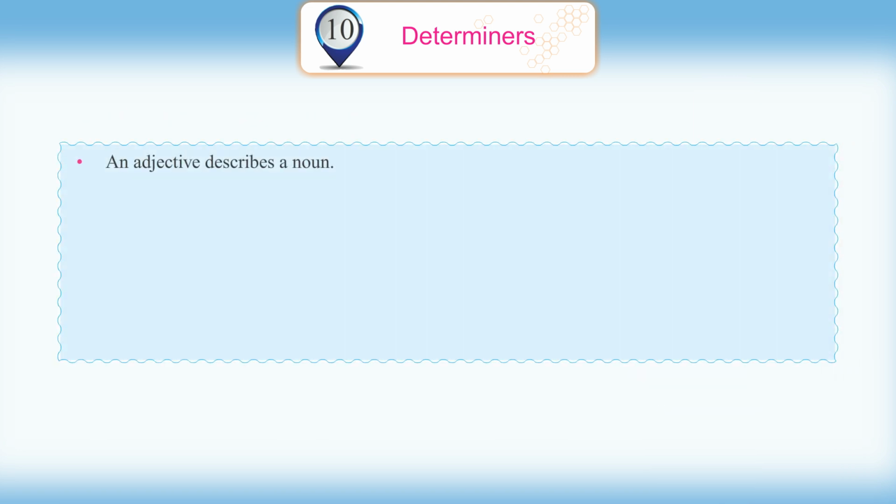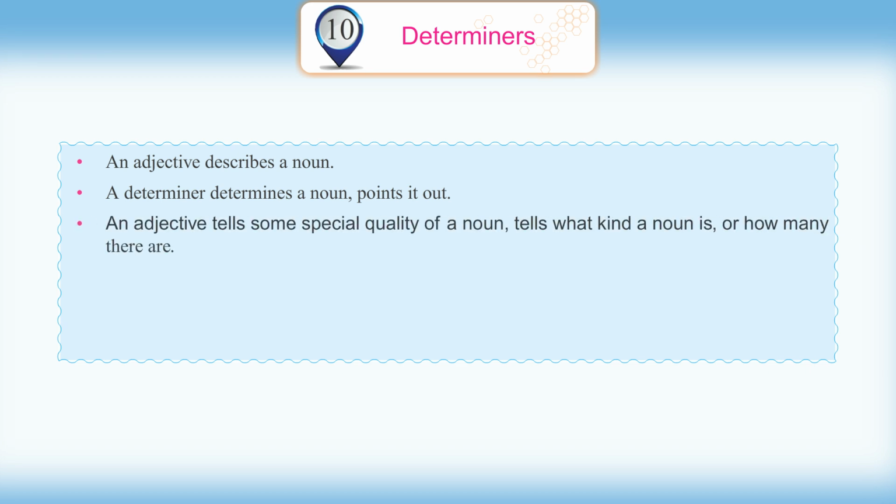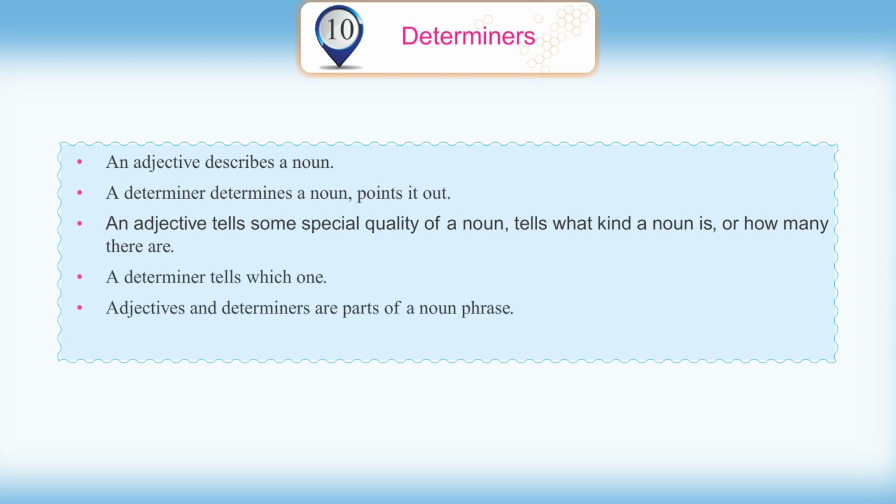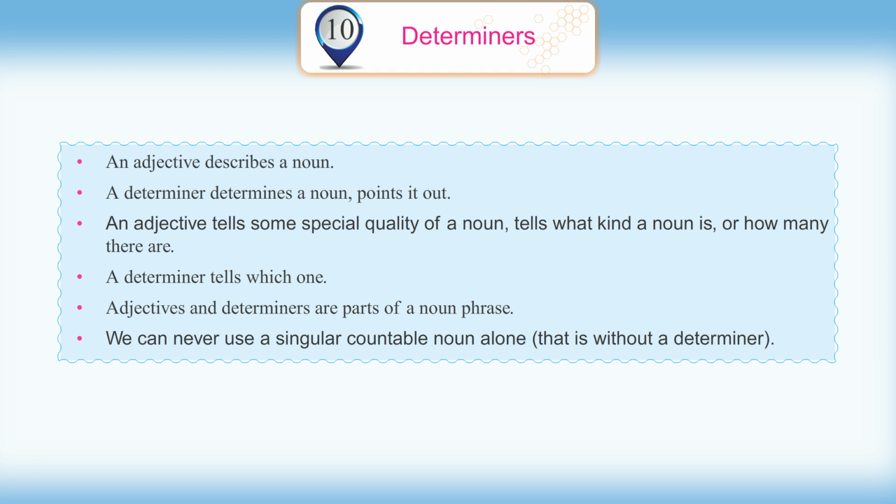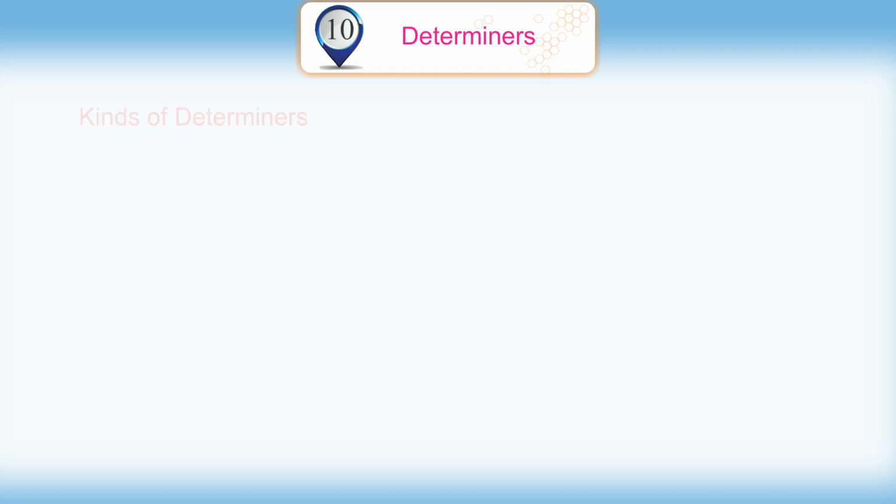An adjective describes a noun. A determiner determines a noun, points it out. An adjective tells some special quality of a noun, tells what kind a noun is or how many there are. A determiner tells which one. Adjectives and determiners are parts of a noun phrase. We can never use a singular countable noun alone, that is, without a determiner.